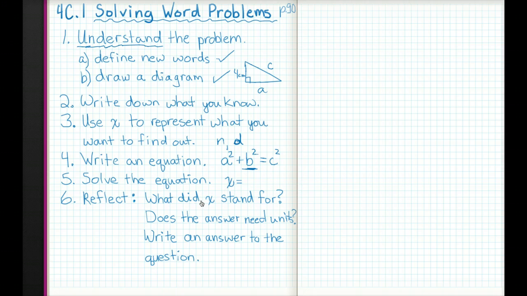And then the last step is to go back and say, well, what did I find? I introduced the x, that's what we did here in number 3. There was no x in the original question. So I have to figure out again, what was x standing for? What did it mean? Was it diagonal? Was it a distance? Was it a height of something? Check to see if the answer needs units. If you were given things in centimeters, then you should also give your answer in centimeters. And then finally write an answer to the question. Usually as a full sentence, can be short sentences, but there should be something there that relates back to the problem, not just my little x equals something.